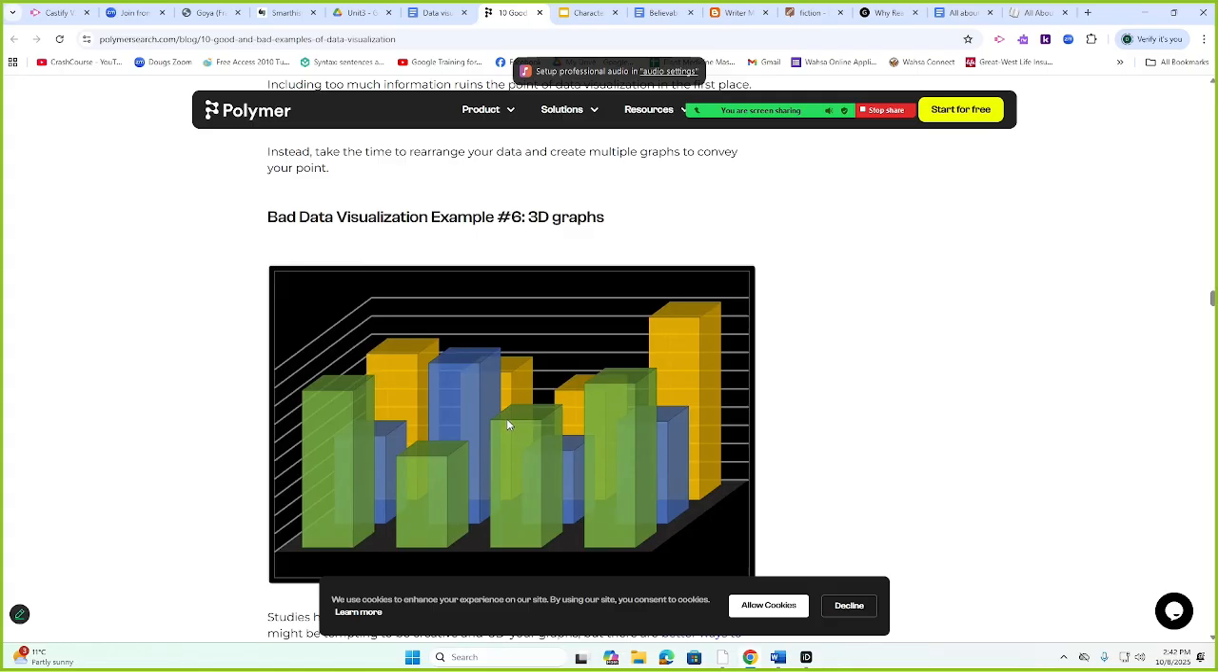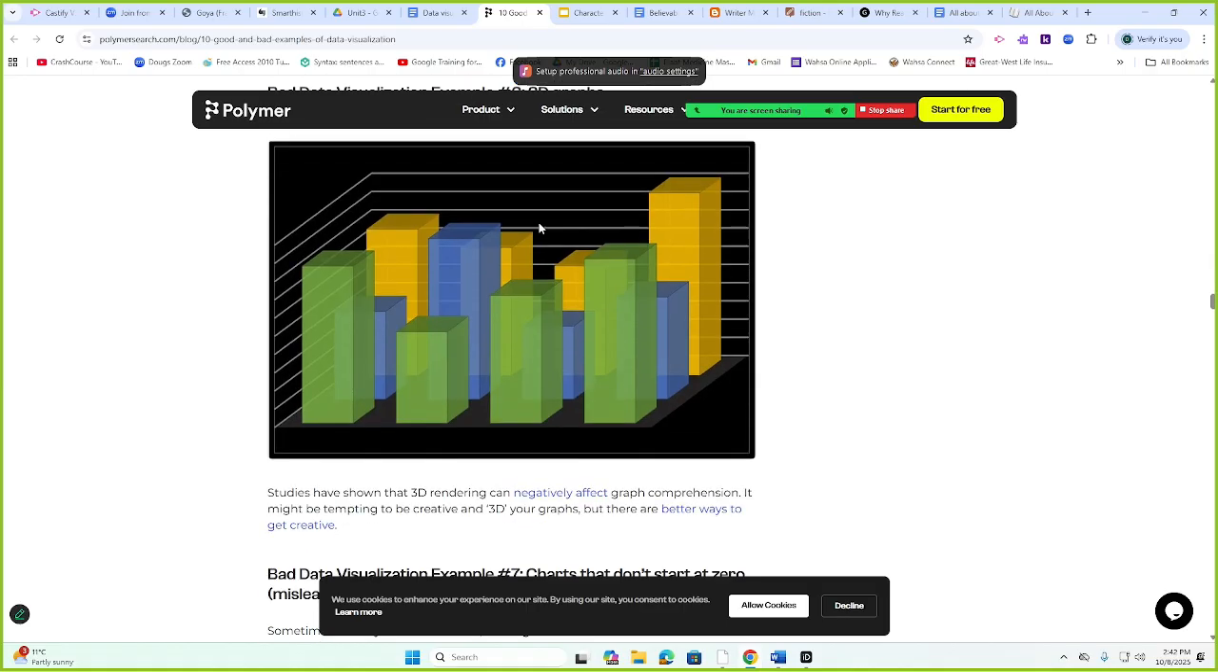Here's another example of bad data visualization, 3D graphs. Okay, so we have all these 3D graphs here, but once again, too much information. It's all very confusing visually, trying to isolate each of these different parts.